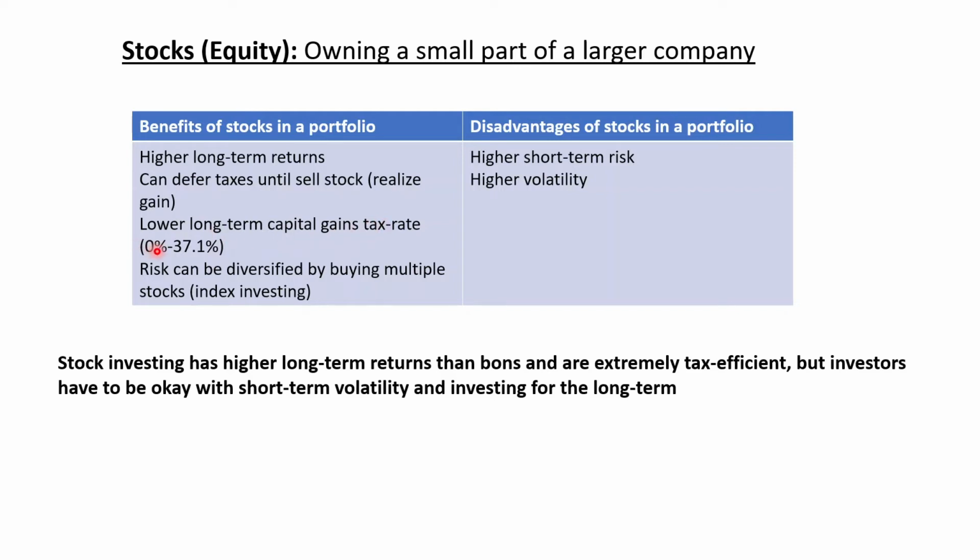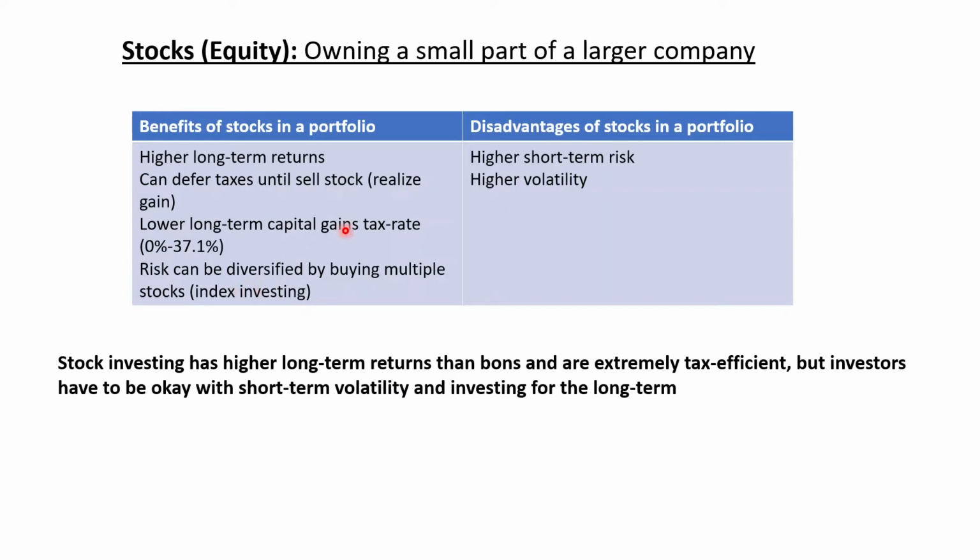Again, it can be anywhere from as low as 0% to 37.1% currently in California. Again, the higher the income you're earning, the higher the tax rate you're going to be in. And the risks of investing in stocks can be diversified by buying multiple stocks, known as index investing.